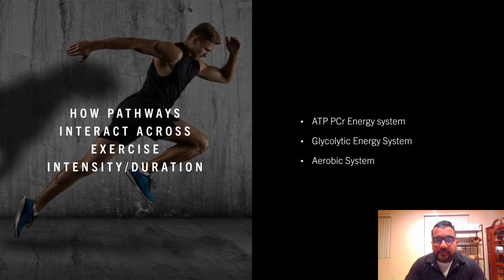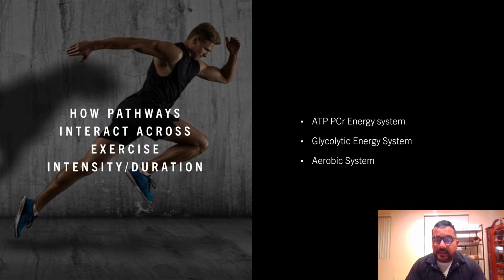So how do pathways interact across exercise? Well, we do know that the ATP-PCr system supplies at least about 10 seconds' worth of energy for a short burst of exercise. So if you're doing a 100 meter sprint, the ATP within the body is produced at a higher rate to be able to keep up with that short burst of exercise when you're sprinting.